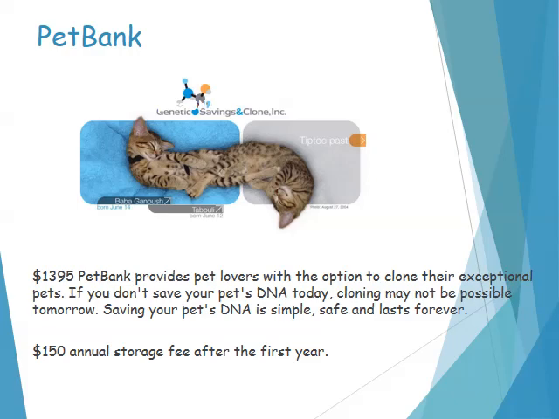Pet Bank, through Genetic Savings and Clone, is a way to clone your beloved pet. It costs about $1,395 initially, with an annual storage fee of $150. The entire cost of cloning your pet is about $32,000. And as far as appearance, having the same DNA as one calico cat doesn't necessarily produce the same coat pattern in the cloned calico cat, and this company has had a number of lawsuits.